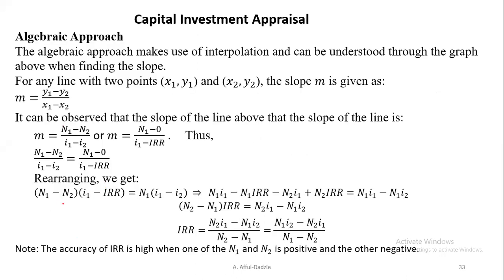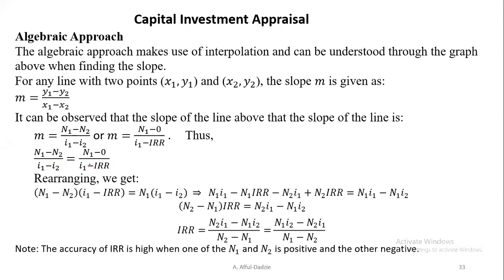So when we seek to rearrange these expressions, even if you use this expression, it is the same as using this expression. So NPV1 minus NPV2 over I1 minus I2 is the same as NPV1 minus 0 over I1 minus IRR. Now the goal is to try and make IRR the subject. That's all we want to do.